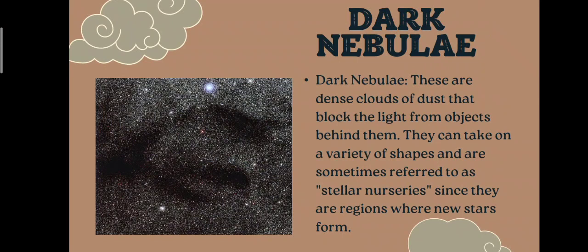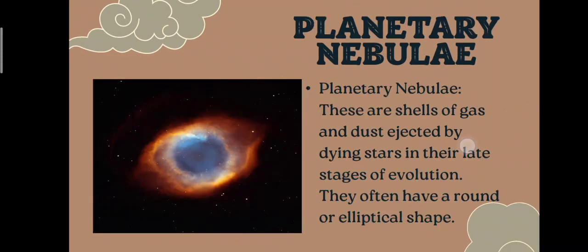Dark nebulae. These are dense clouds of dust that block the light from objects behind them. They can take a variety of shapes and are sometimes referred to as stellar nurseries, since they are regions where new stars are formed. Planetary nebulae. These are shells of gas and dust ejected by dying stars in their late stages of evolution. They often have a round or elliptical shape.